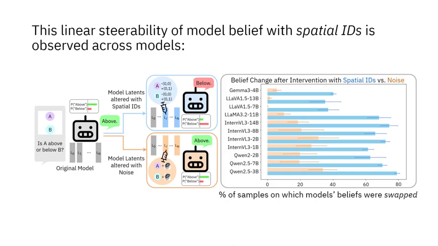We performed spatial ID extraction and model steering across 11 open source VLMs. For all of them, we find that spatial IDs can acutely alter model beliefs much above chance. Median binary belief swap due to spatial ID steering is 64.4% and 29.5% for noise. Spatial IDs have a 43.6% above chance influence on average.